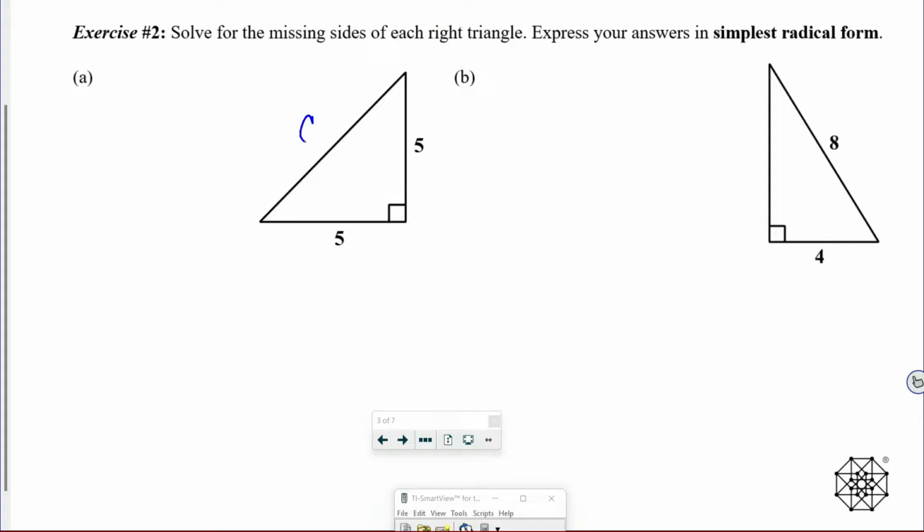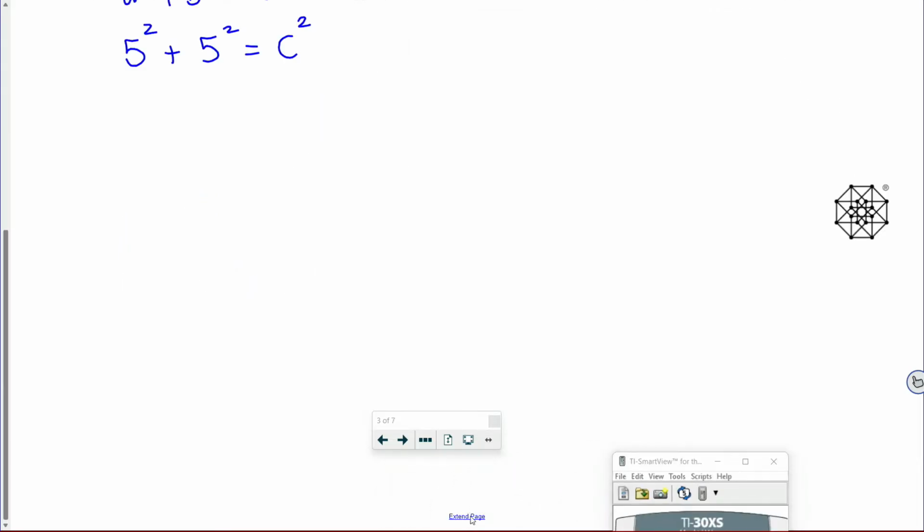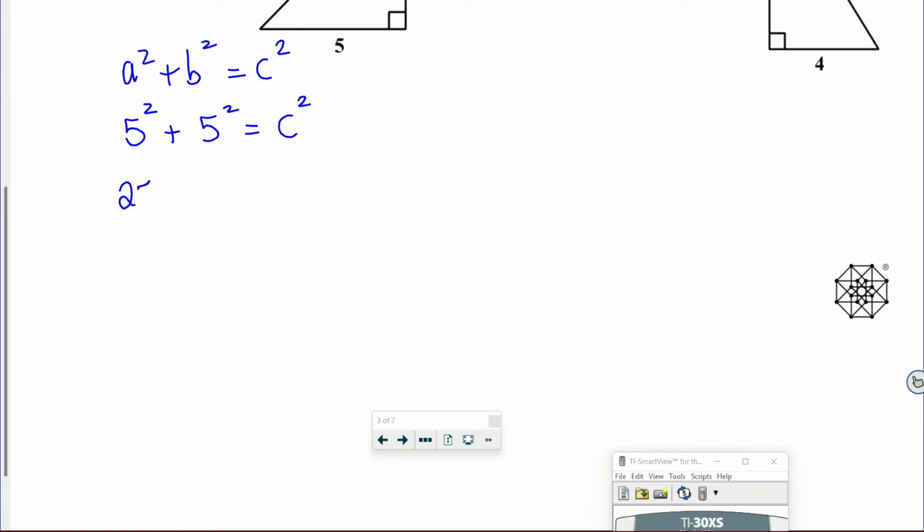So again, I'm going to call that C, and I'm going to say A squared plus B squared is equal to C squared. That's going to be 5 squared plus 5 squared is equal to C squared. I keep running out of room. Let me extend my page a little bit. I'll get 25 plus 25 is equal to C squared, and C squared is equal to 50. So I'm going to take the square root of both sides.